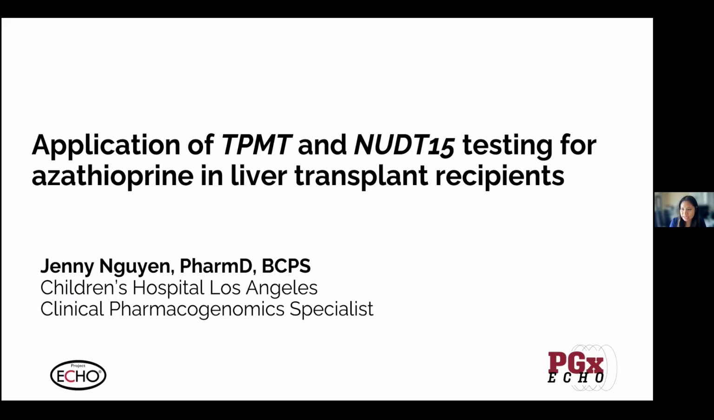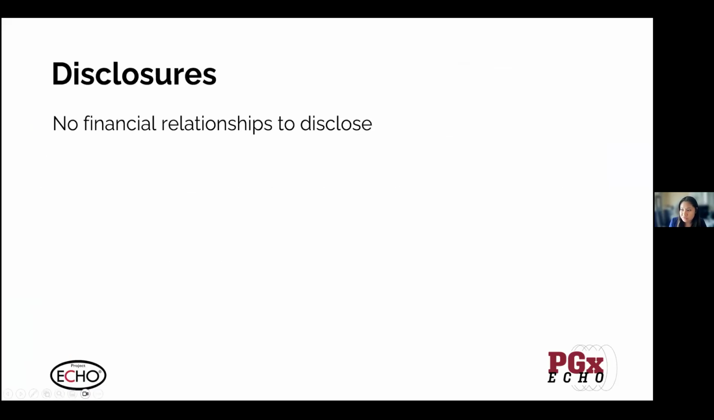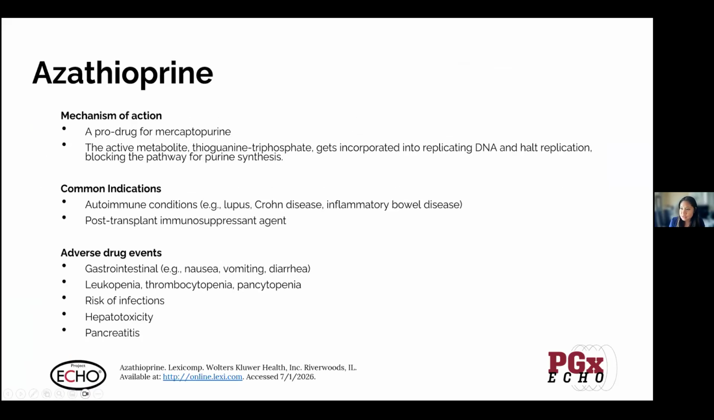Like she mentioned, the title of my presentation is Application of TPMT and NUDT15 Testing for Azathioprine and Liver Transplant Recipients. I have no financial relationships to disclose.